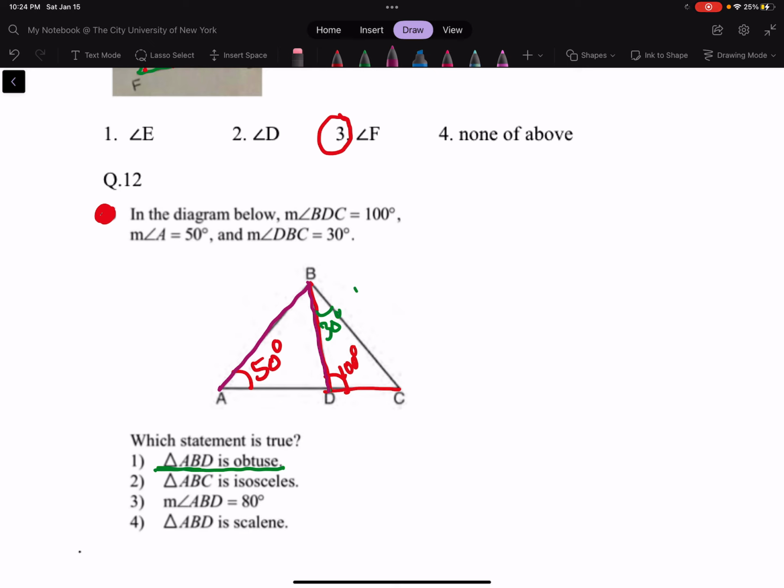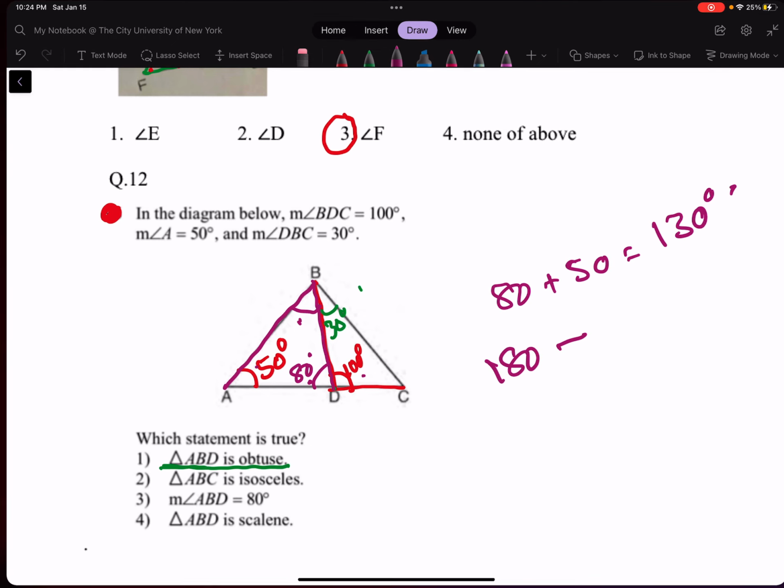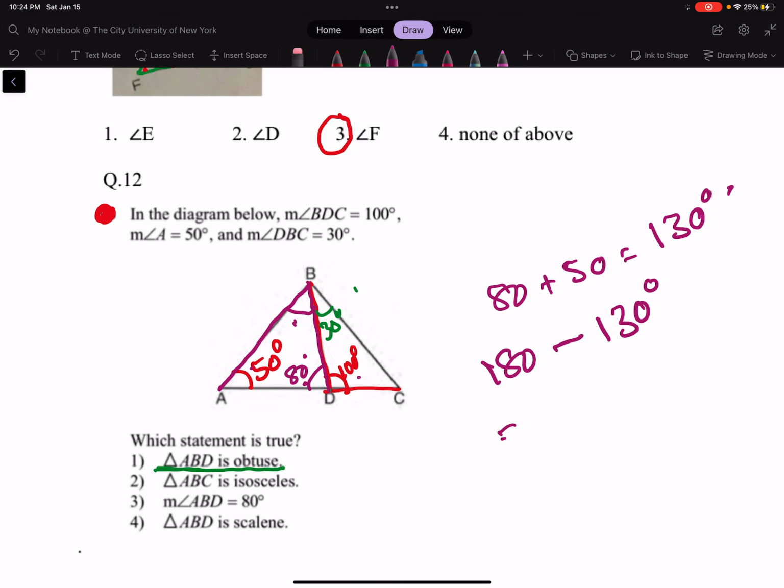So one thing we can say, this is 100, so this has to be 80. And 80 and 50 gives us 130. So we are left with, for this angle, from 180, if we subtract these two, we get 50 degrees, all right? So this one is 50 degrees. So we are sure ABD is not obtuse because there is no obtuse angle over here. So it's eliminated. Triangle ABC is isosceles.